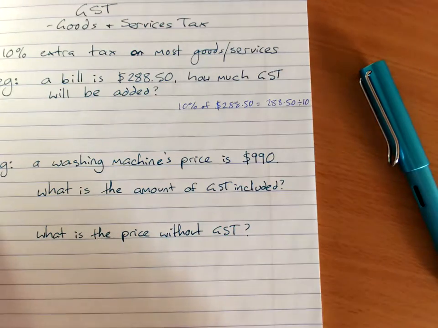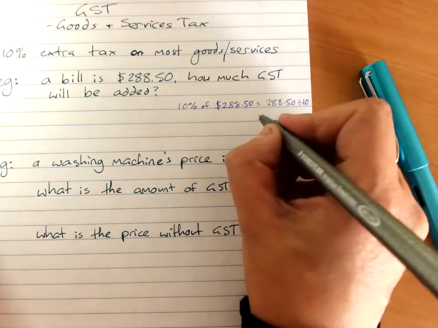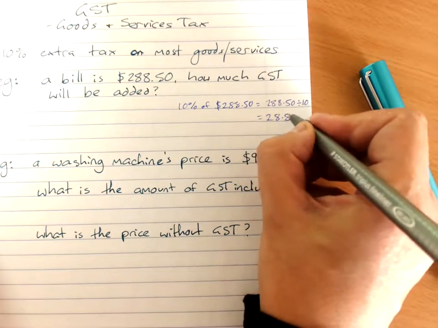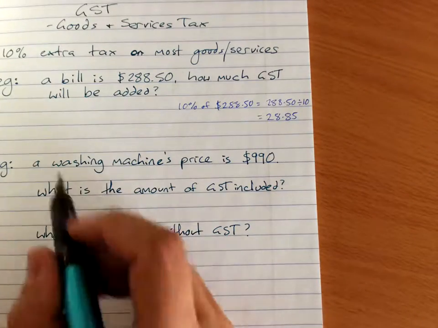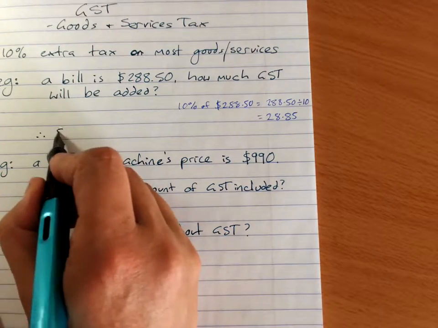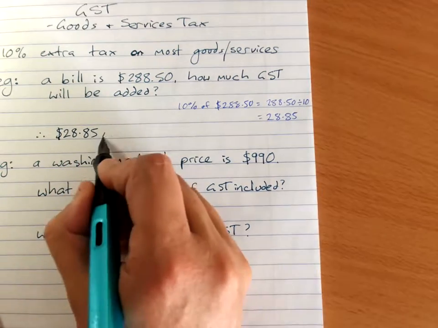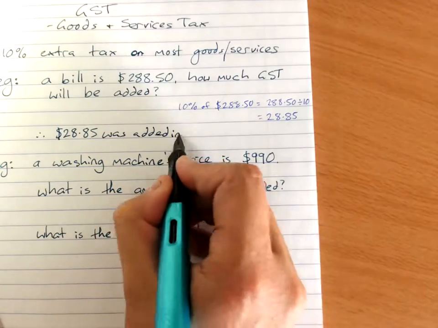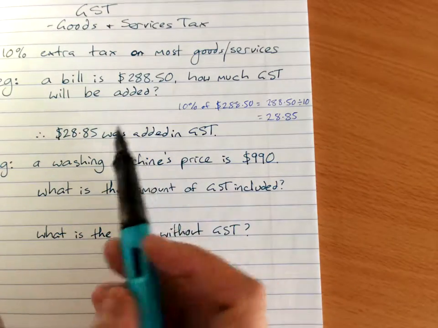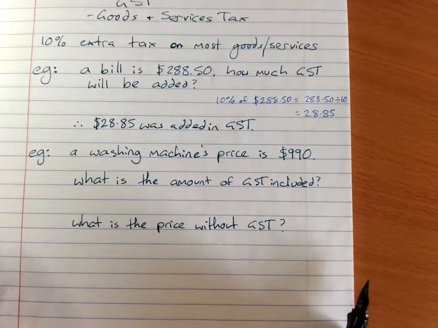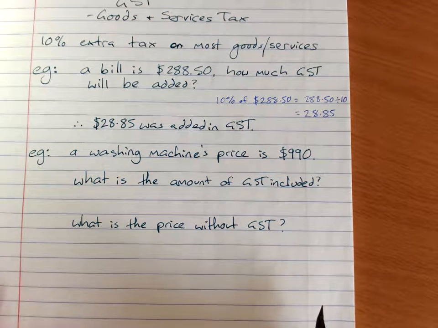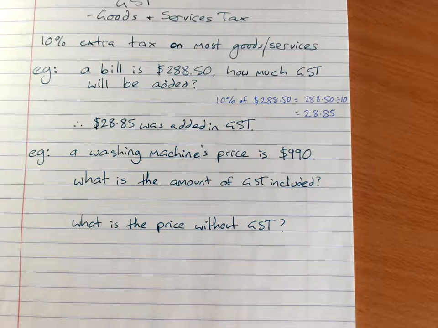Sorry about running out of space there. And so of course that's 28.85. It was a word question, so your word answer would be $28.85 was added in GST, or will be added from the question, because your word answer comes from the word question. So just finding 10%. Divide by 10 is fine to find 10%. People who came in late, just make sure you jot this down, please.